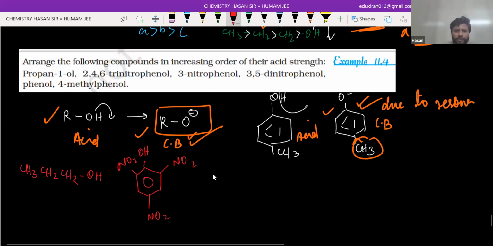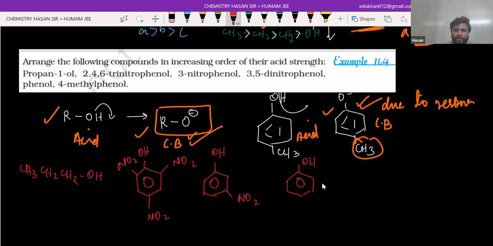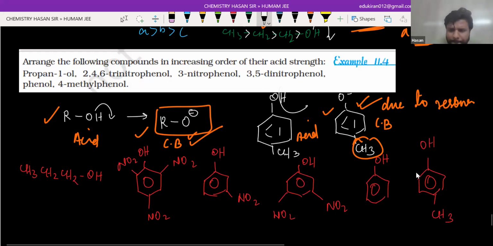2, 4, 6, then comes your 3-nitrophenol. So phenol you are going to write here and 3-nitrophenol. Then comes your 2, 4, 6, then your 2, 5, then OH is there, 3 and 5, NO2 is there. And then comes your phenol, then comes your methyl phenol, 4-methyl phenol. Also, Austin, this is at the fourth carbon. After the third carbon, we suppose that the inductive effect decreases.